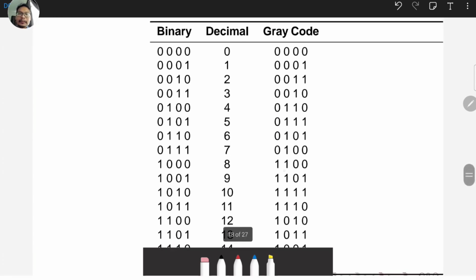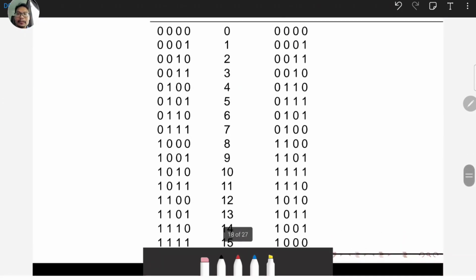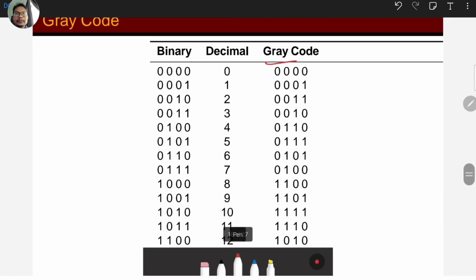And let's look at gray code now. What is gray code? The idea is that only 1 bit changes from sequence to sequence.